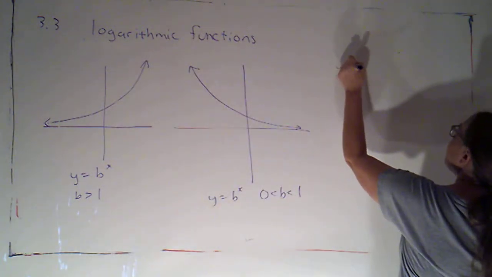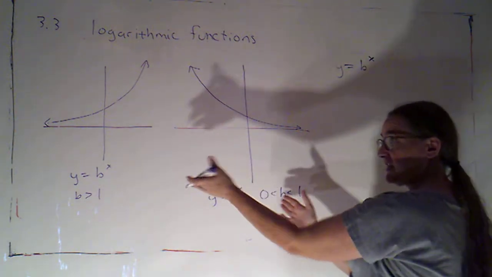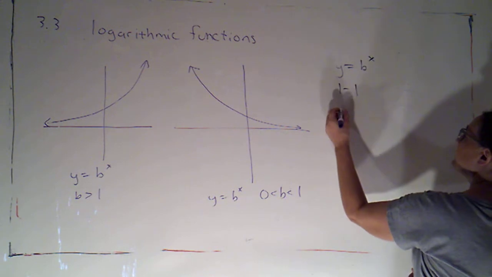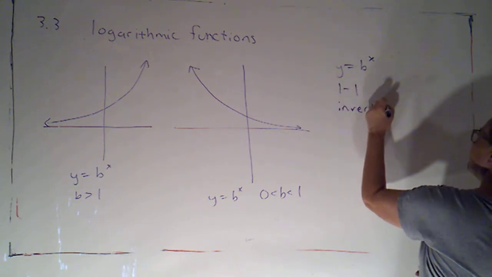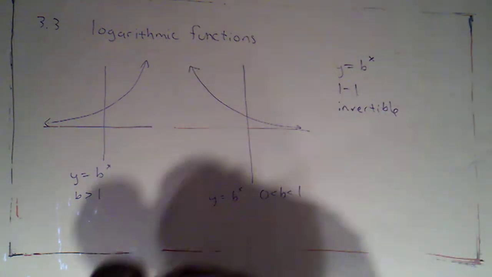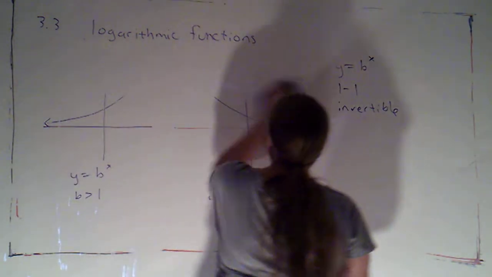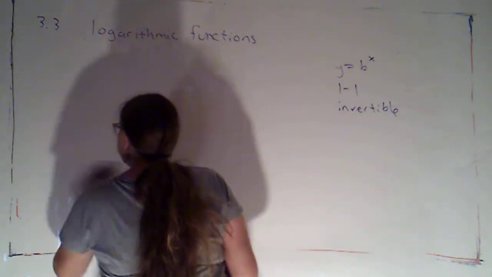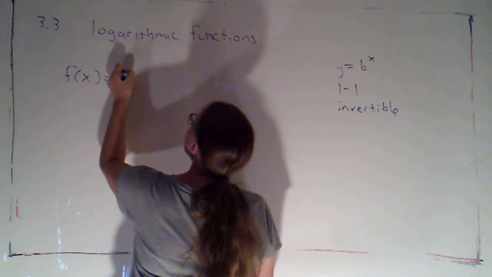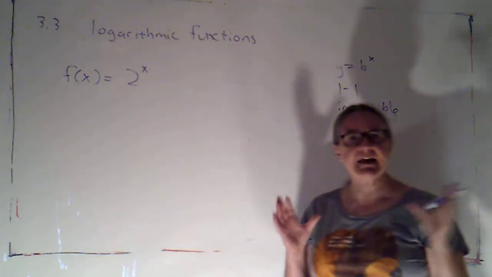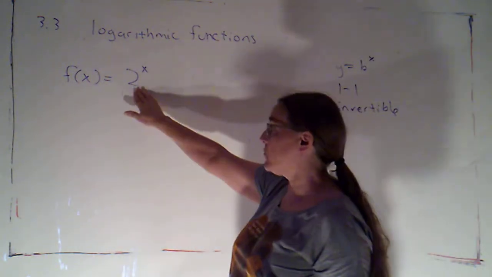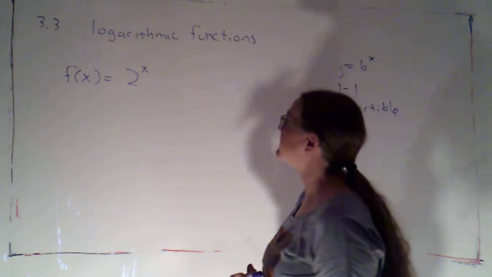So if I have y equals b to the x, in either case, whether it's exponential growth or exponential decay, this is 1 to 1, and therefore it's invertible. And so we're going to take a look in this section at what the inverse looks like. So let's suppose I have f of x equals 2 to the x. Let's take a specific example where the base is 2. Since that's bigger than 1, that would be exponential growth in this case.